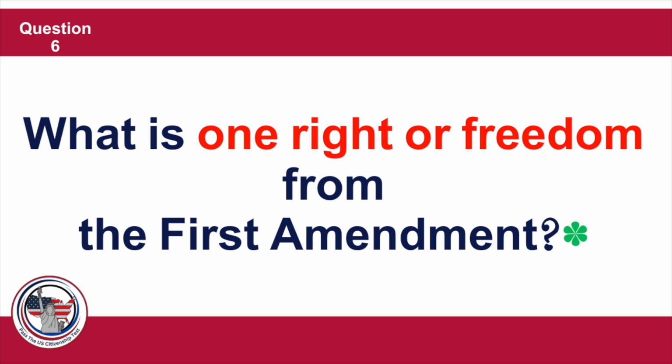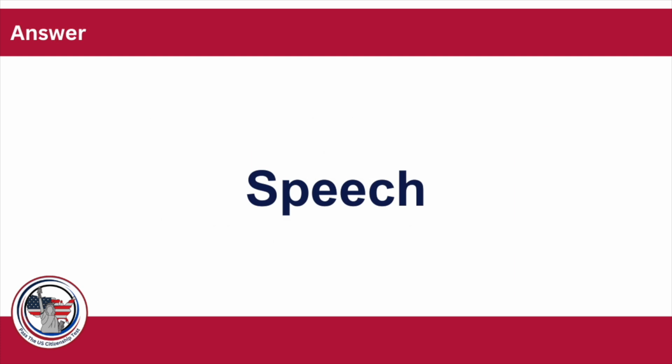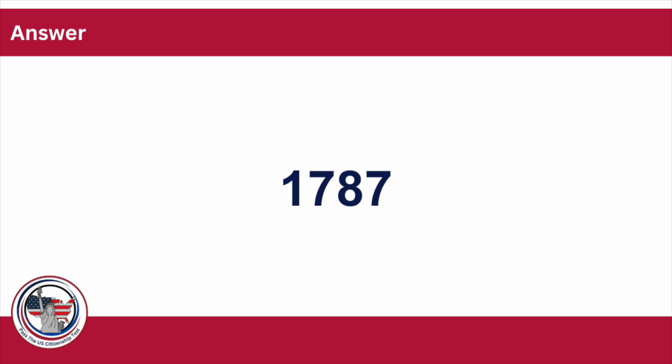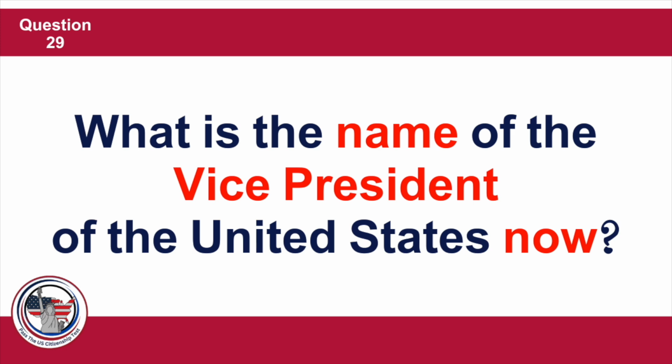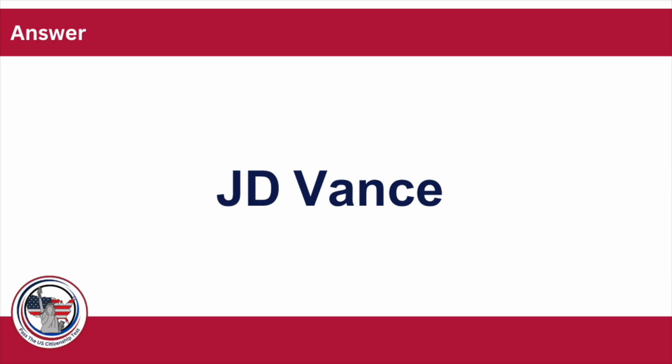What is one right or freedom from the First Amendment? Speech. When was the Constitution written? 1787. What is the name of the Vice President of the United States now? J.D. Vance.